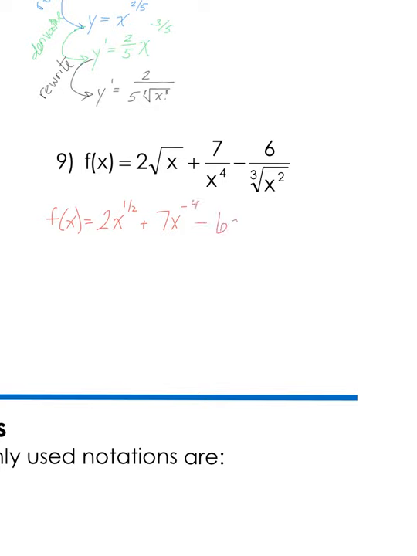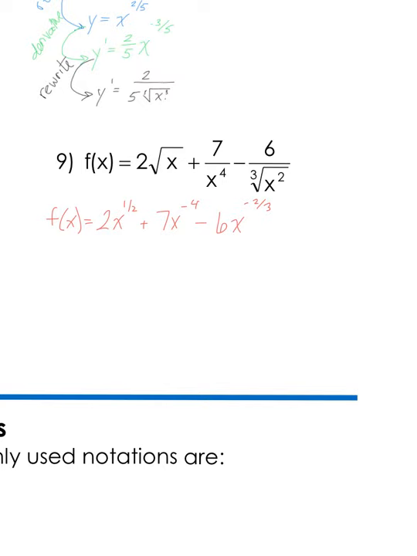Minus 6x, sorry, in the last term there's no fractional exponent because there was no radical. And then the last one's going to have both. It's going to have a negative because it's on the bottom, and it's also going to have the fractional exponent of 2/3. Okay.